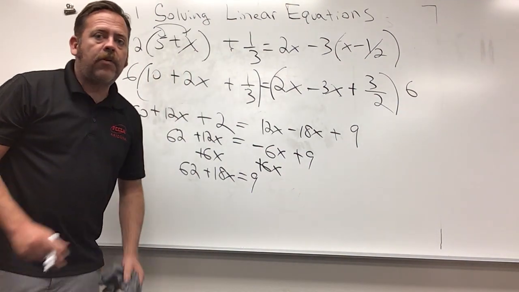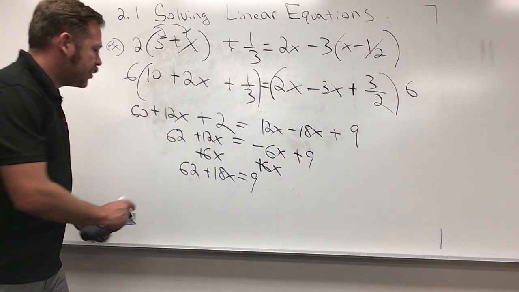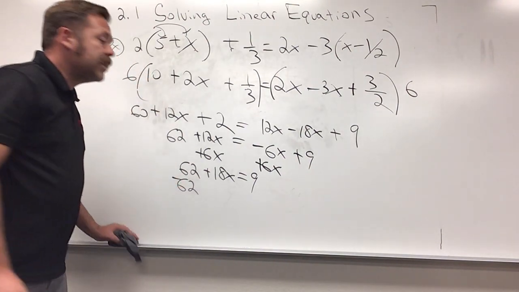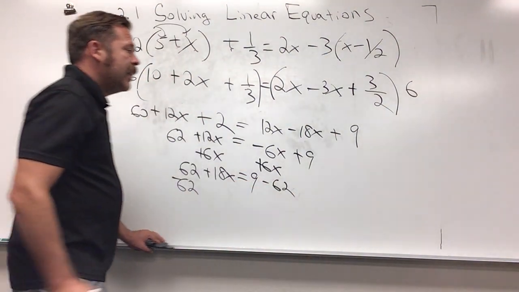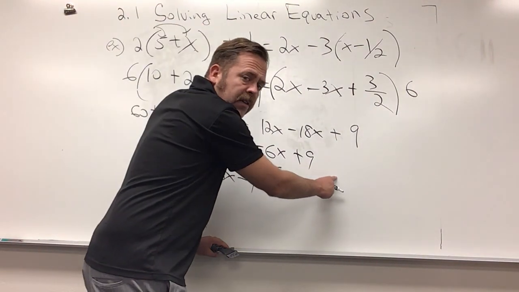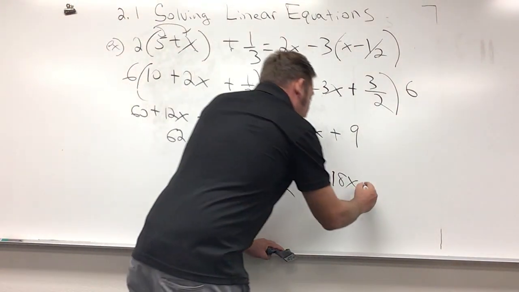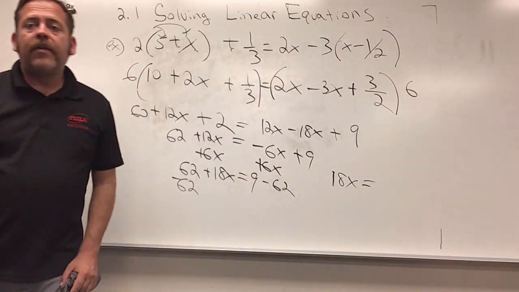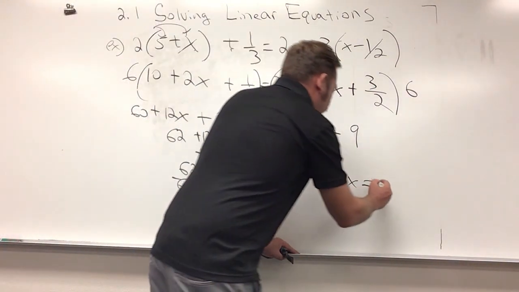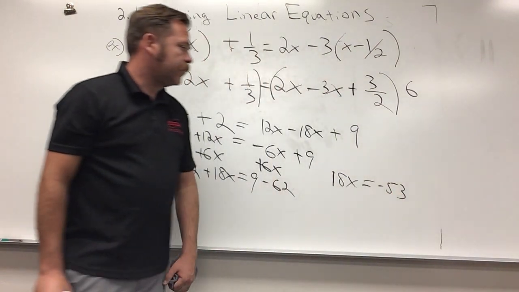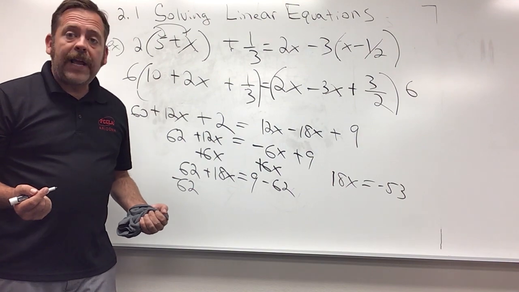All right, now inverse add again. The opposite of adding 62 is subtract 62. Minus 62, minus 62, and I get 18x is equal to 9 minus 62, which is going to be negative 53. All right. Now, the next step would be to divide by 18.